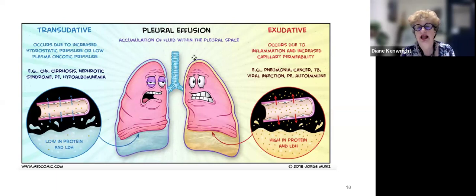And then an exudate occurs due to inflammation. So what happens in inflammation? The little endothelial cells spread apart. Here they are spreading apart, and it leaks everything out. So an exudate will be high in protein, and will be the typical thing you would see in pneumonia or cancer or a viral infection. So exudate is inflammation, transudate is increased osmotic pressure.